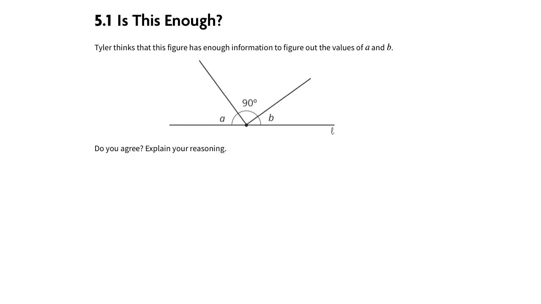So on page 40, just kidding, page 39, 5.1, is this enough? It says Tyler thinks that this figure has enough information to figure out the values of A and B. Do you agree with him? Well, we know that the measure of a straight line down here at the bottom is 180. We know the angle in the middle is 90. So Tyler thinks that we have enough information to figure out what A and B is.